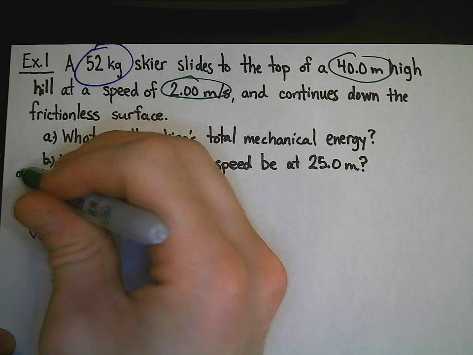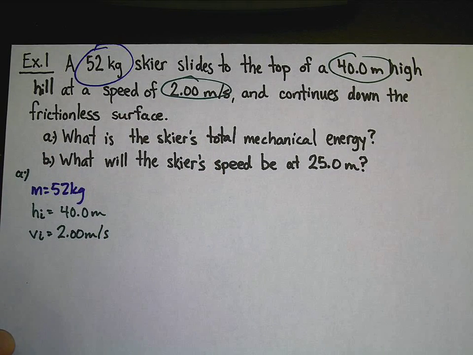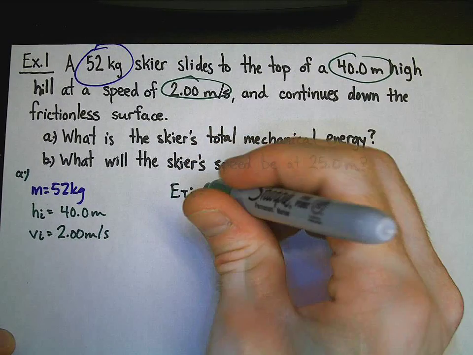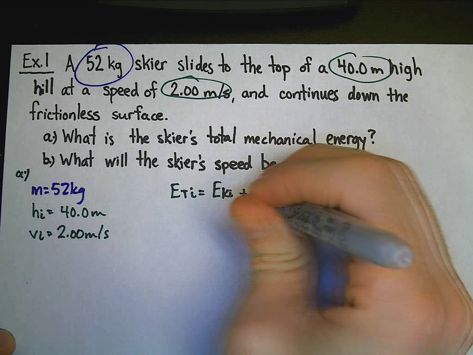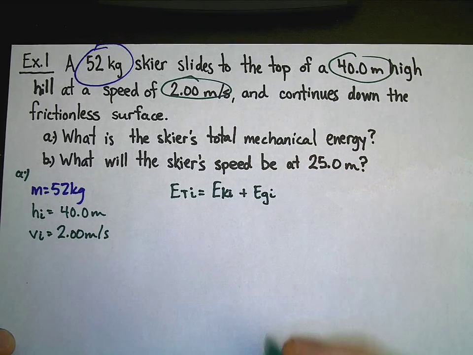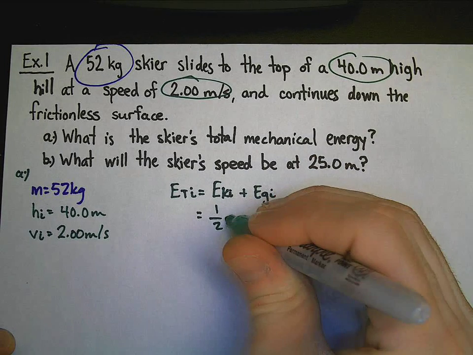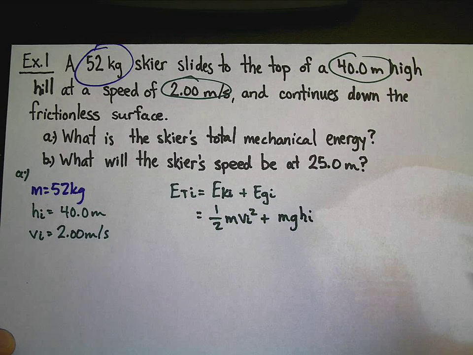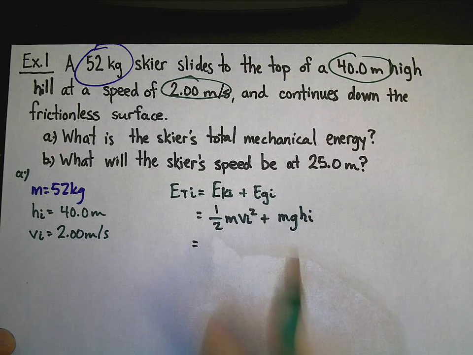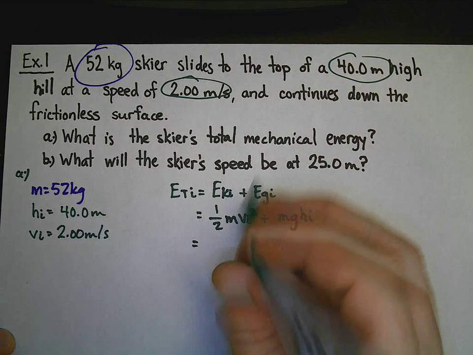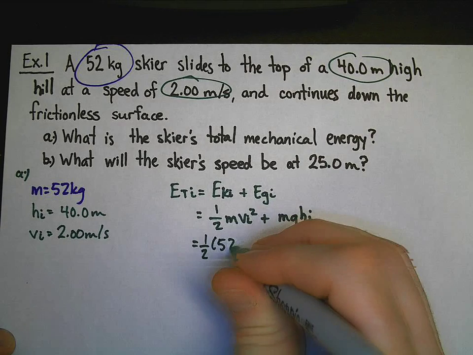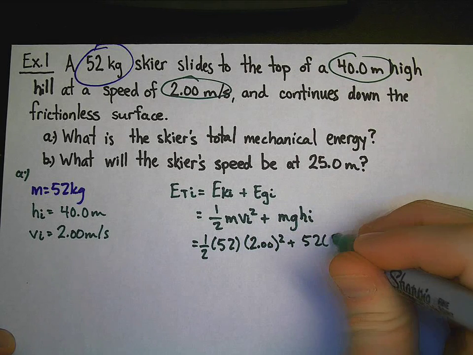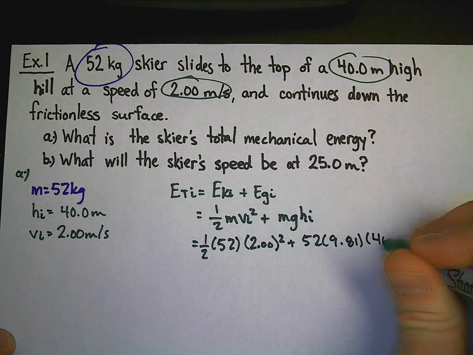We can determine the skier's total mechanical energy at the top of the hill. That total mechanical energy initially is equal to EKI plus EGI. So that will be 1/2 mVI squared plus mghi. And we can make simple substitutions now to determine the skier's total mechanical energy. So that will be 1/2 times 52 times 2.00 squared plus 52 times 9.81 with my initial height of 40.0.